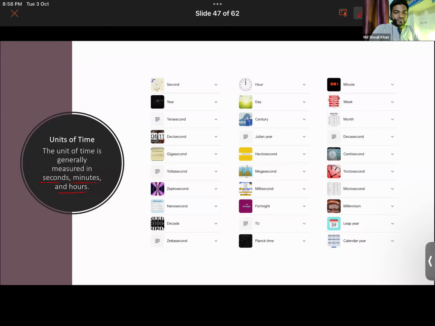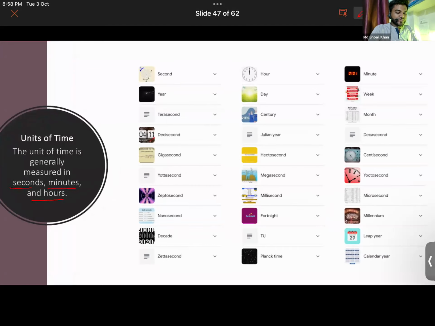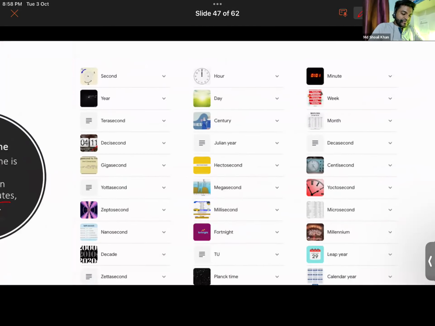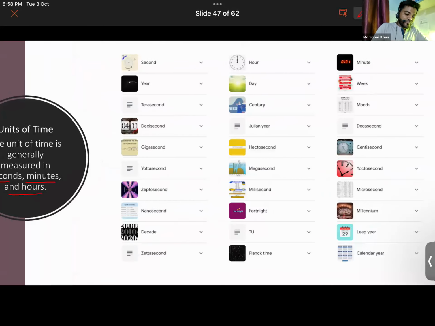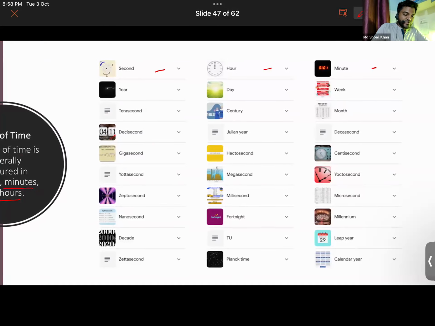But apart from that, we have got other units also. Second, hour and minute is there. 1 hour, by the way, is equal to how many minutes? 60 minutes. 1 minute equals to how many seconds? 60 seconds. Good.